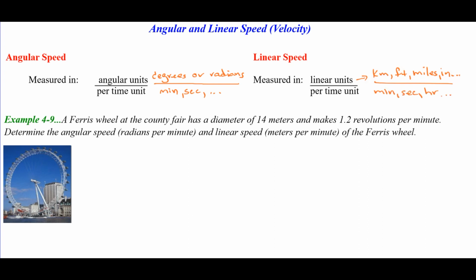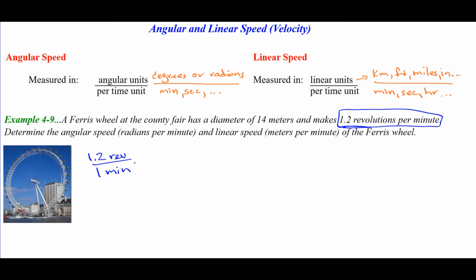So in this first example, a Ferris wheel at the county fair has a diameter of 14 meters and makes 1.2 revolutions per minute. We're going to determine the angular speed in radians per minute and the linear speed in meters per minute. So in this first one, we always want to start with this information here. So they're going to give you some sort of rotation or revolutions in a matter of time. So this one is 1.2 revolutions over 1 minute.